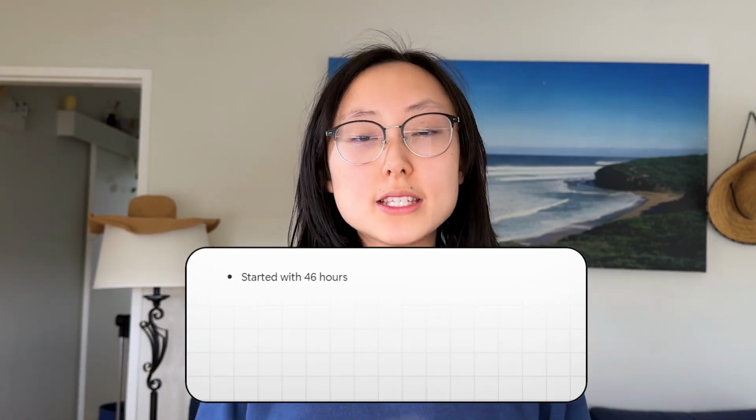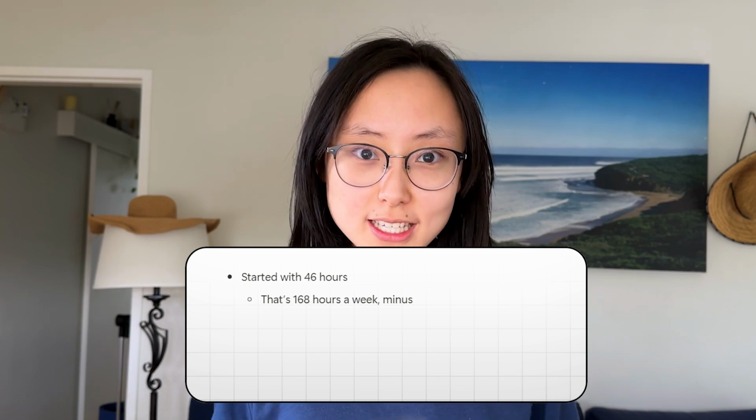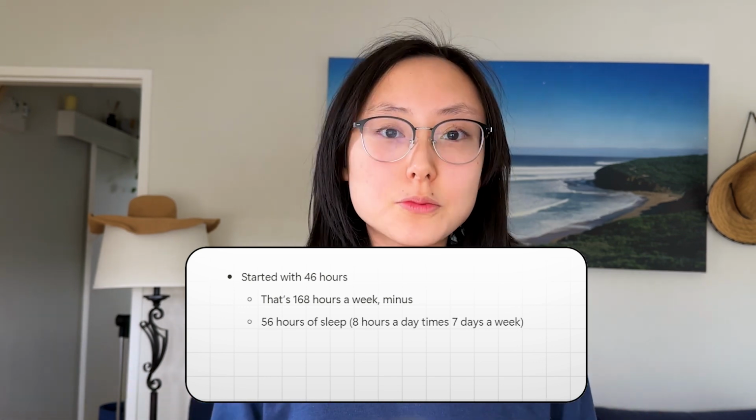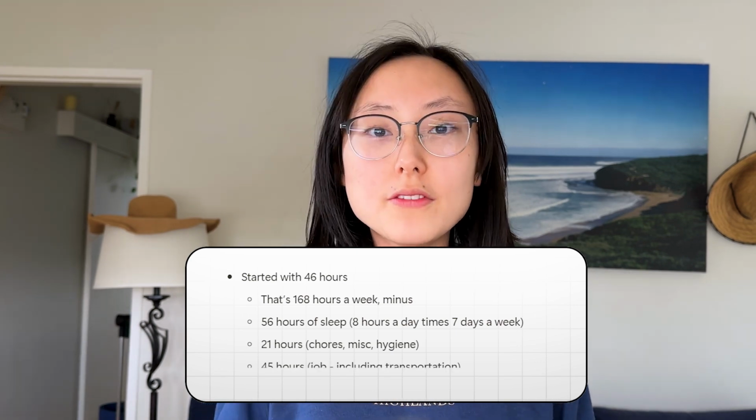We started with 46 hours because that's 168 hours a week minus 56 hours of sleep if you want to sleep 8 hours a day times 7 days a week. And then you just subtract 21 hours for miscellaneous, chores, hygiene, and 45 hours for work and transportation. And now just start subtracting time based on where you want to spend it.